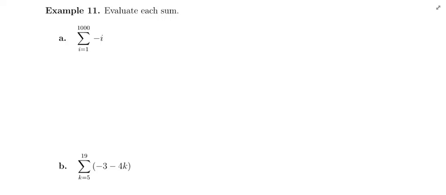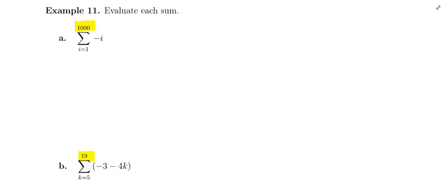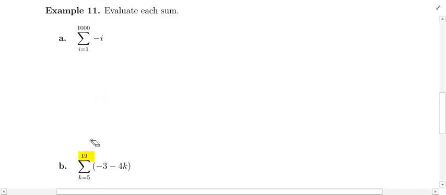Example 11, evaluate each sum. All right, so we've got two different series here that we need to basically add up. Something to note about both of them, they're both finite series, okay? We're adding up a countable number of terms in each case, so that means each of these series will converge.